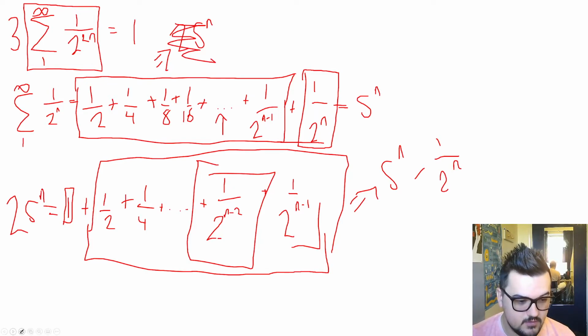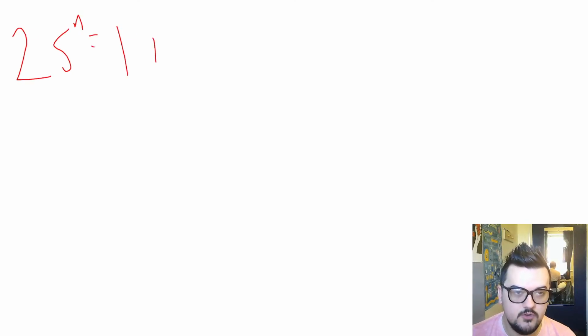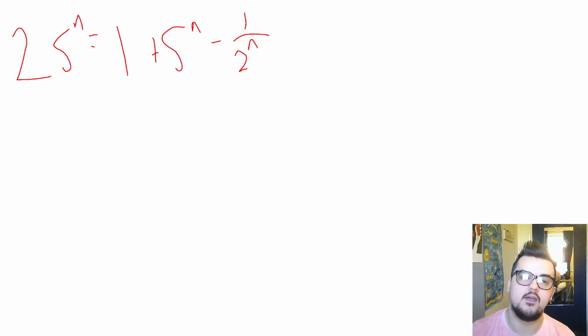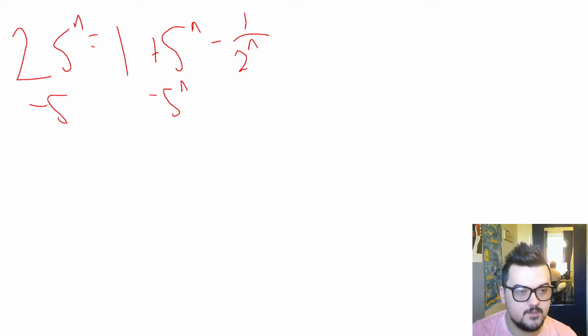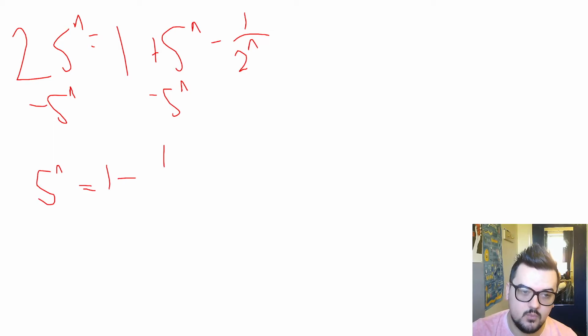So if we rewrite this out, we have 2Sn equals 1 plus Sn minus 1 over 2 to the n. We can tidy this up by bringing all the Sns to one side. 2 lots of something, subtract 1 lot of something is just 1 lot of something, so the sum of n numbers equals 1 minus 1 over 2 to the n.